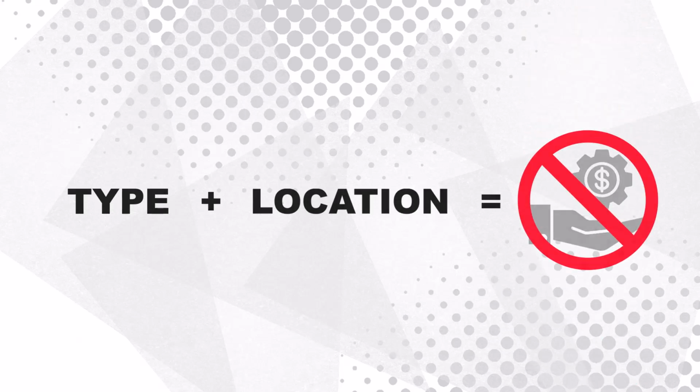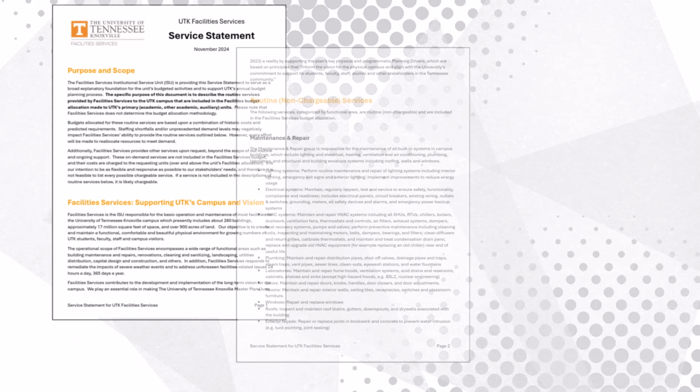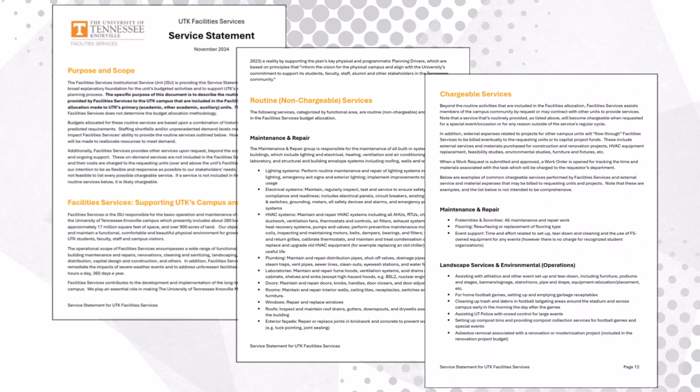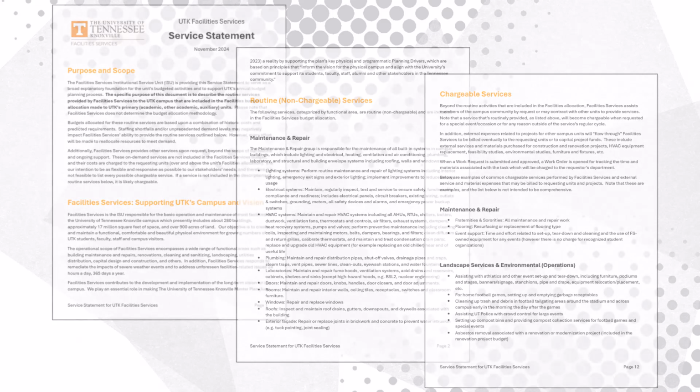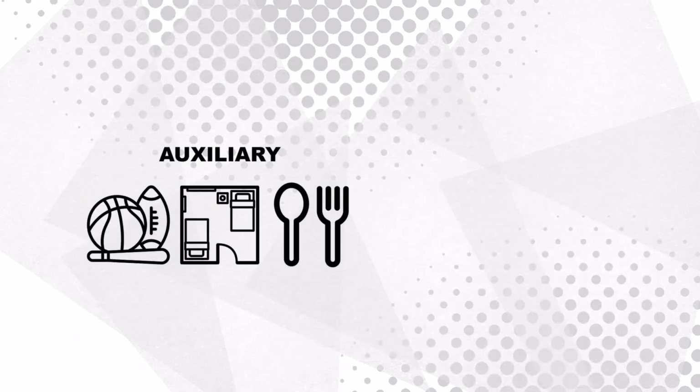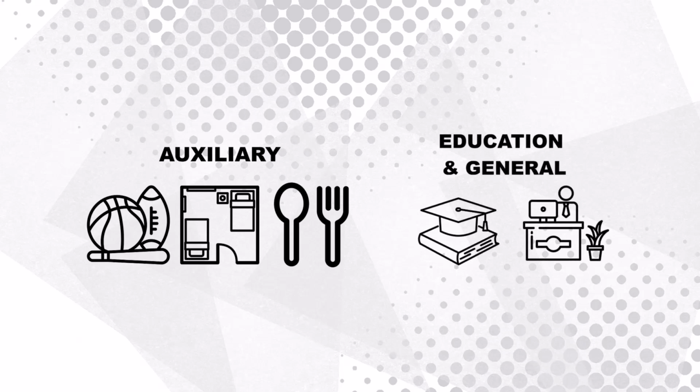Not really. Facility Services provides a service statement to the UTK campus that details what's chargeable where. If you're curious, you'll find a link to download this service statement below this training module. There are two categories of functional areas. Auxiliary spaces include athletics, housing, and dining halls. Education and general spaces, or E&G buildings, are usually academic and administrative buildings.